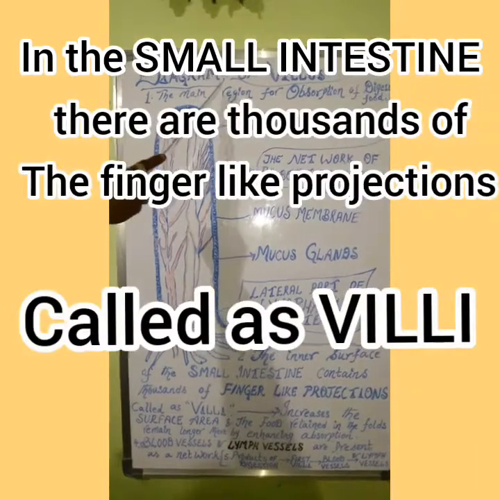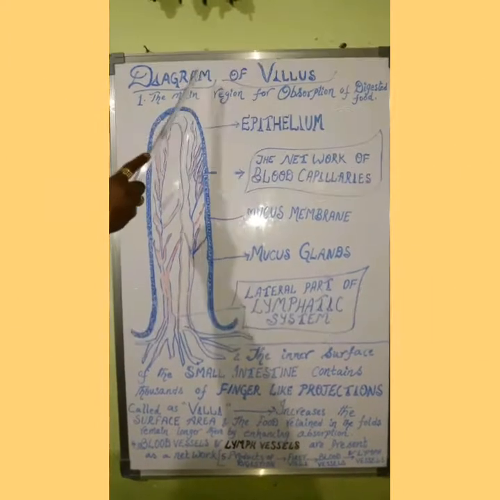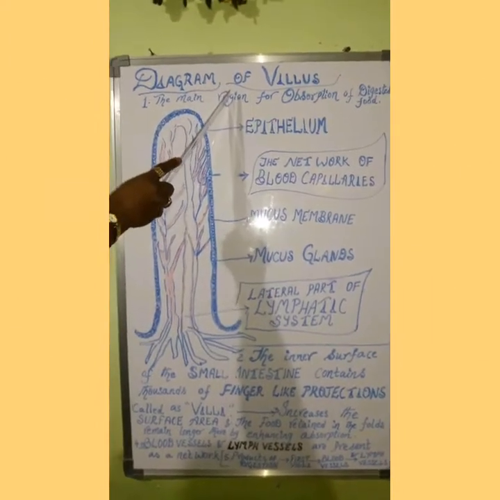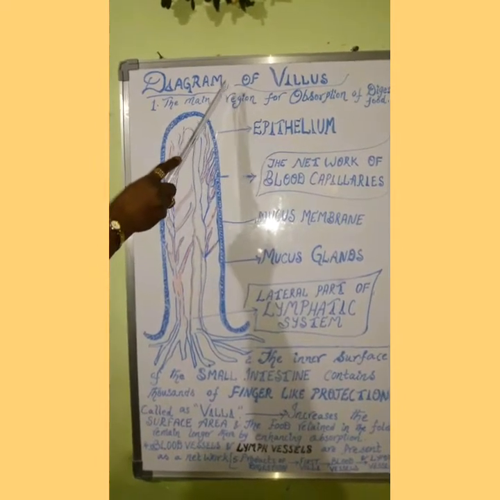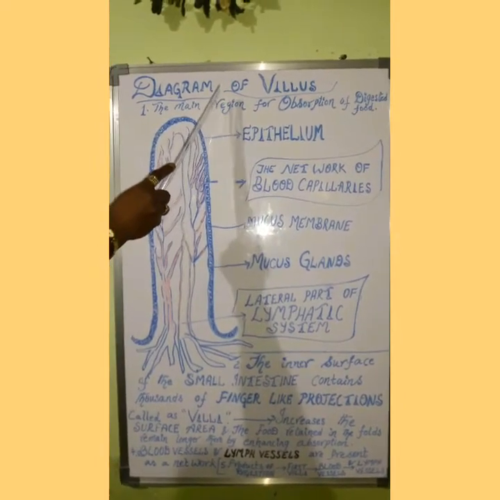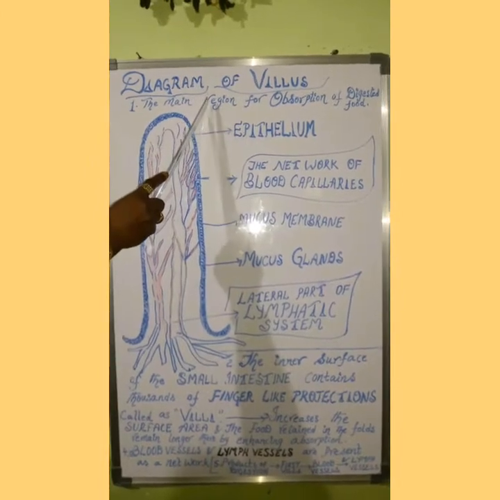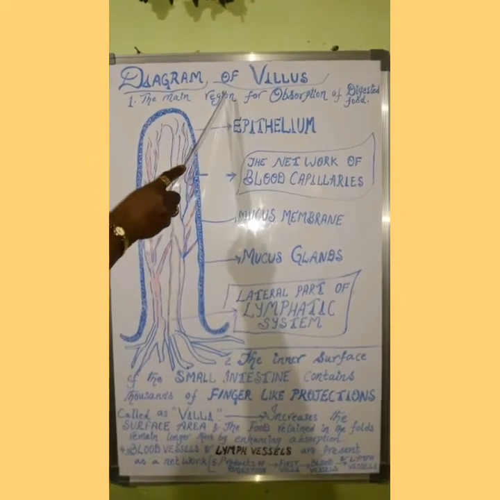What is the main function of this villus and where is it present? So we can say that this villus is numerous in number, which is present in the small intestine.